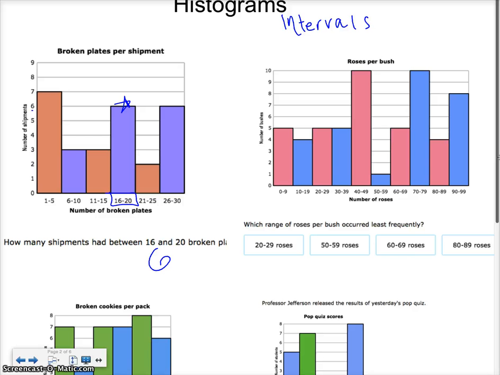And which ranges of roses per bush occurred least frequently? 20 to 29, that's right there. 50 to 59, obviously, but we'll just continue forward. 60 to 69, right here. 80 to 89, right here. So obviously it is the 50 to 59 that is the least because there was 1, right?